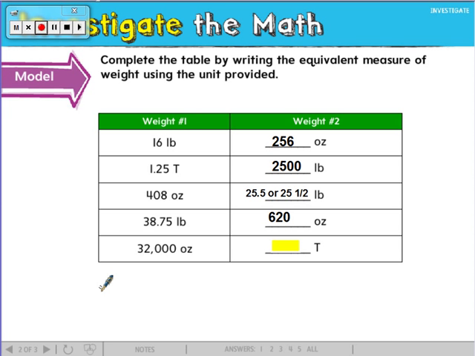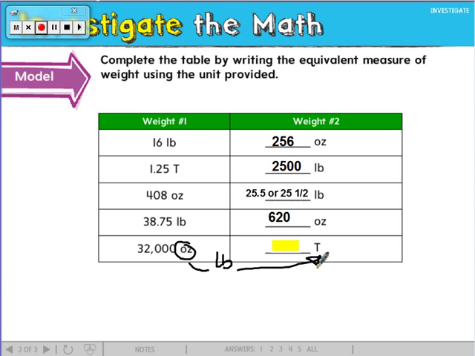Divide what? I want to convert my ounces to pounds, then to tons. So I'm going to go from ounces to pounds and pounds to tons. So how do I convert 32,000 ounces to pounds? Am I going big to small or small to big? Small to big. So what do you do when you go small to big?